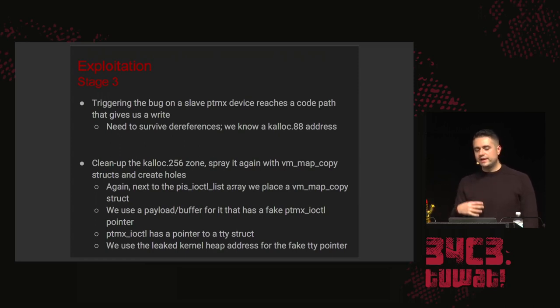So I clean up the calloc 256 zone, and I spray it again with VMAP copy structs and create holes, exactly like the previous step, the first stage. Again, next to the IOCTL list array, I have a VMAP copy struct. But this time, in all the VMAP copy structs, I put a payload of this fake PTMX IOCTL address I have. And remember that the first element of the PTMX IOCTL struct is a pointer to a TTY struct. I can use the leaked address I have for this pointer that I didn't know where to point to.